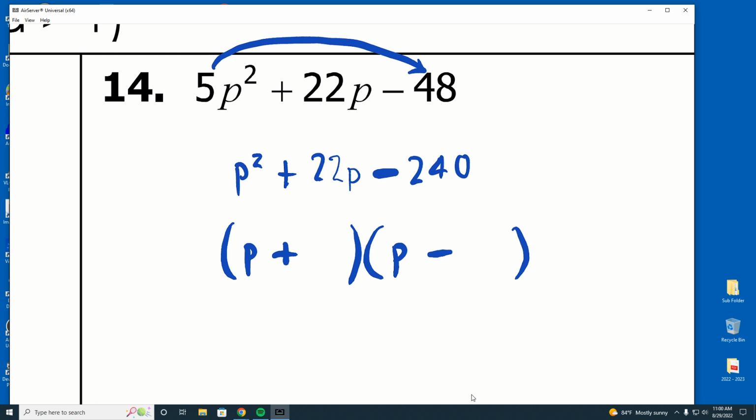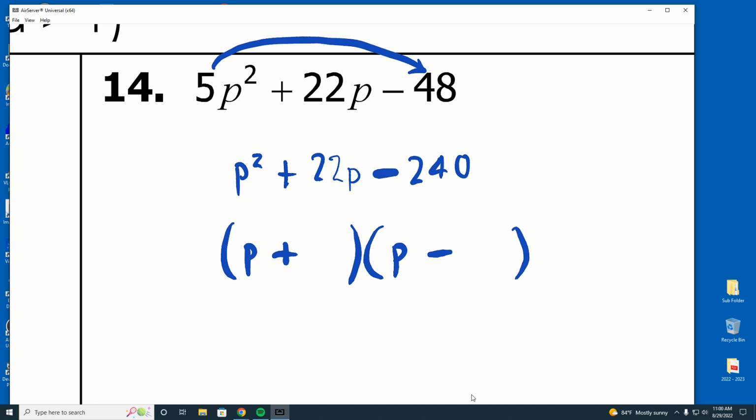Yes, Ava? How did you get 8? No, I just started taking 240 and dividing it by numbers. So I started with 2 and then I went to 3. I was just trying to find multiples that will give me 240. So 8, I just came up with it. So 8 times 30 gives me 240. 8 and 30 have a gap of 22.